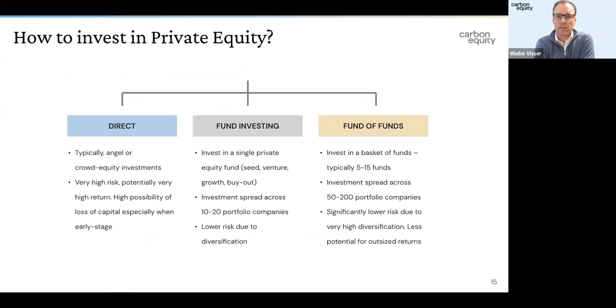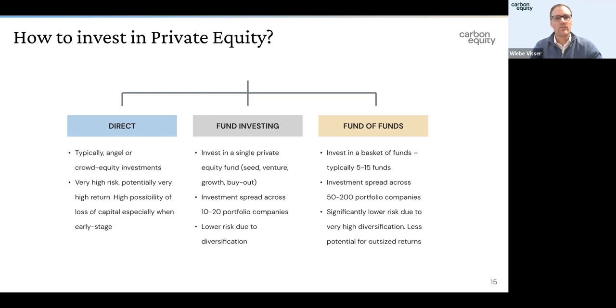Now, how can you access private equity? What are the different ways that you can invest? First, you can invest yourself directly into a company, so-called angel investing. That is typically done by people who have a lot of capital, a lot of time and a lot of access to the deal flow. You need to be able to spend time analyzing an opportunity, a technology, meet the founder team, but also have sufficient deal flow to choose from. It's high risk, high return, and typically more for the professional investors.